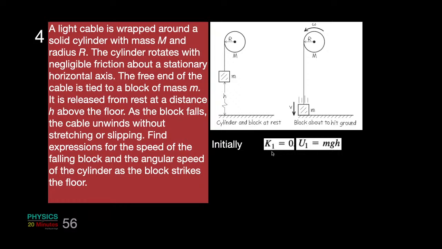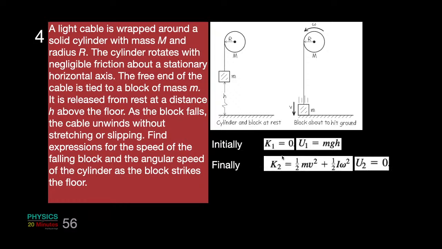So this is my initial situation. My final situation is when it is about to hit the ground, this block is moving. The cylinder is moving, so they both will possess kinetic energy. The block will possess linear kinetic energy, half mv square. The cylinder will possess rotational kinetic energy, half I omega square.